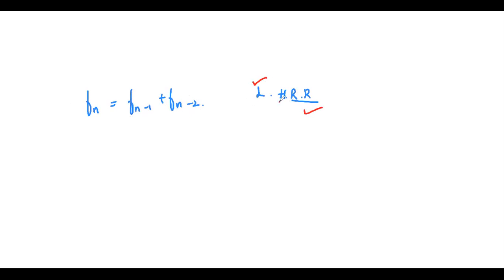What about homogeneous? Yes, it is homogeneous because we don't have any constant being added. So it is homogeneous. Now what is the degree? So we have two terms over here, n minus 1 and n minus 2. What will be the degree? The degree will be the last term. So the degree of this problem is 2. Okay, so this is another example.